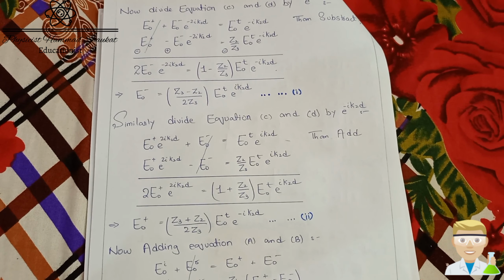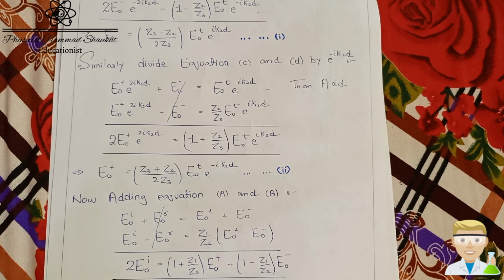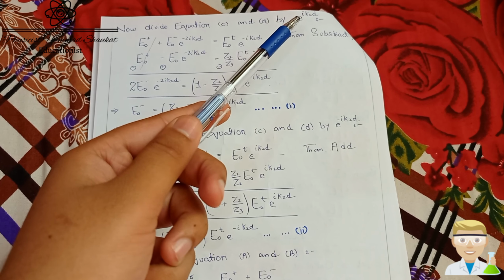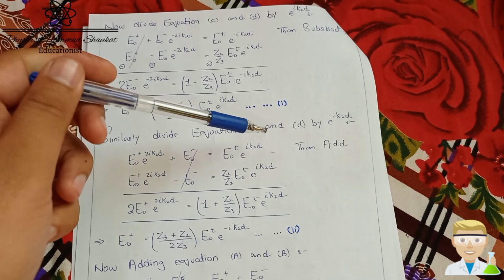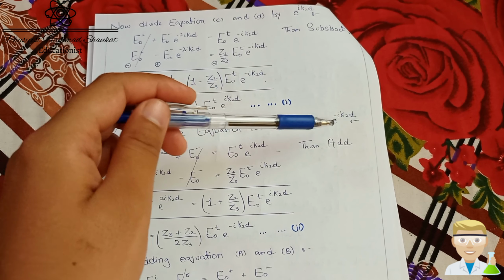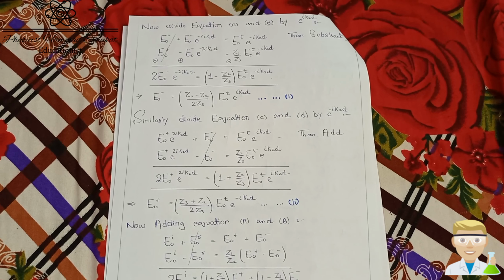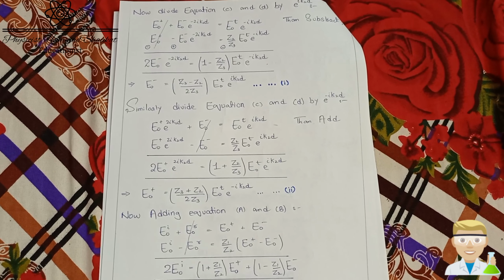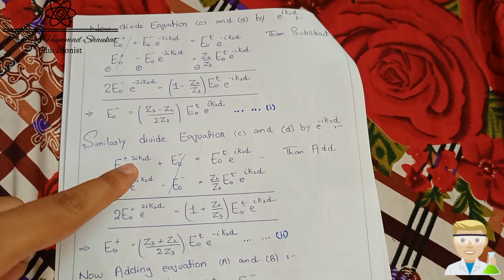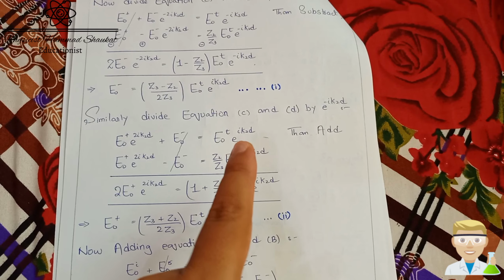Let's call this equation I. Now move further. Similarly, as we did above, where we divided equations C and D by e power iota kd, now you have to do the same, but divide equations C and D by e power minus iota kd. You will be left with this. You can see E0 plus e power plus 2 iota kd plus E0 minus equals E0 t e power iota kd.